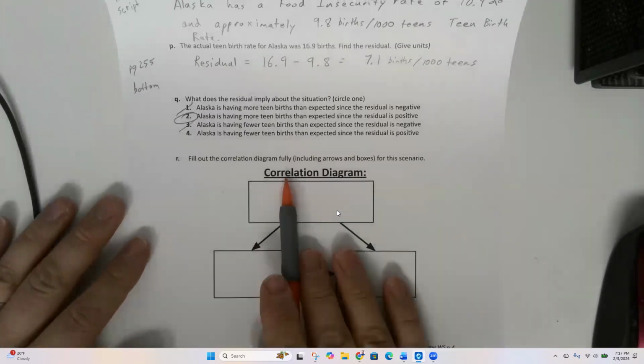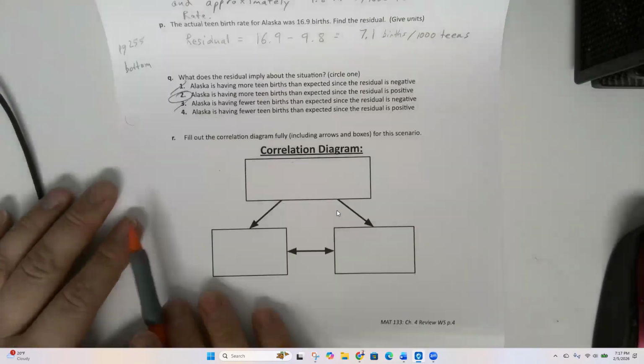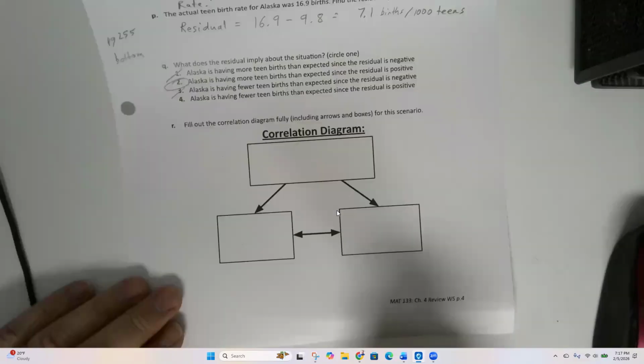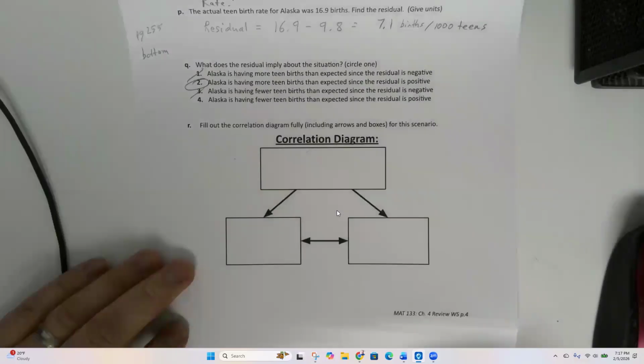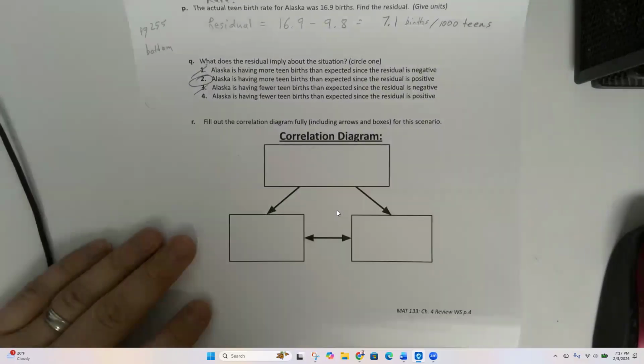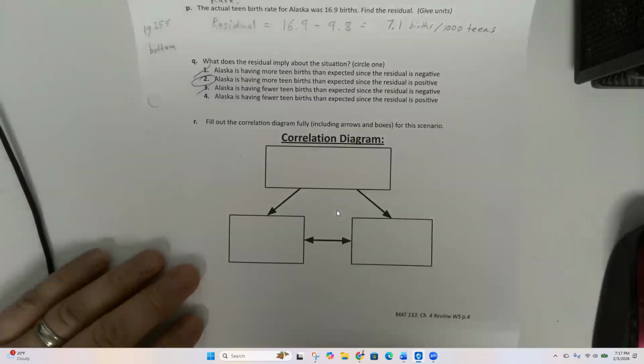Fill out the correlation diagram fully. Oh, does Cindy not like these? It says Isaiah said, Cindy, don't look. Did I do something wrong? I don't know. So, yeah, she hates them.